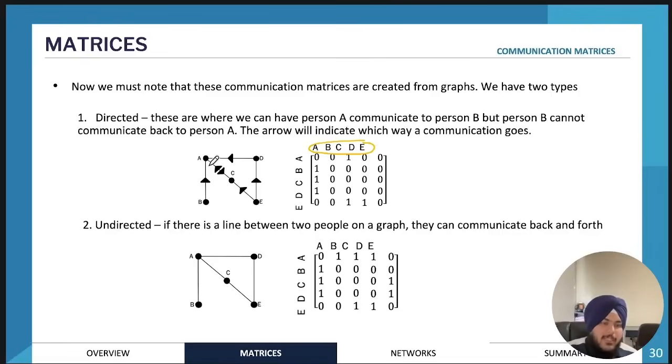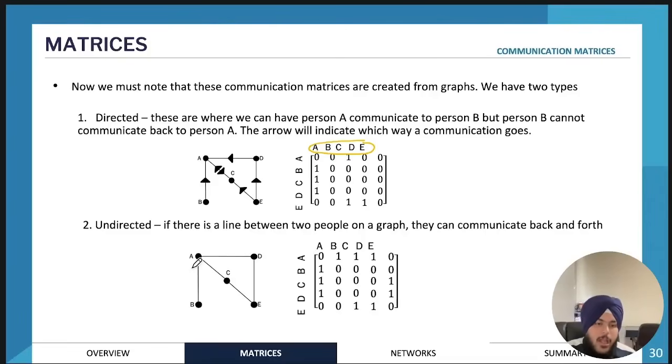What this diagram indicates is that B can communicate with A, which is indicated by the arrow. Here we can see the arrows are in both directions, so C can communicate with A and A can communicate with C. This is called a directed matrix because we have arrows. As compared to an undirected network, where we don't have arrows. If there's a link between B and A, it means that B and A can communicate with each other, so it goes both ways. And this is usually the case in real life scenarios.